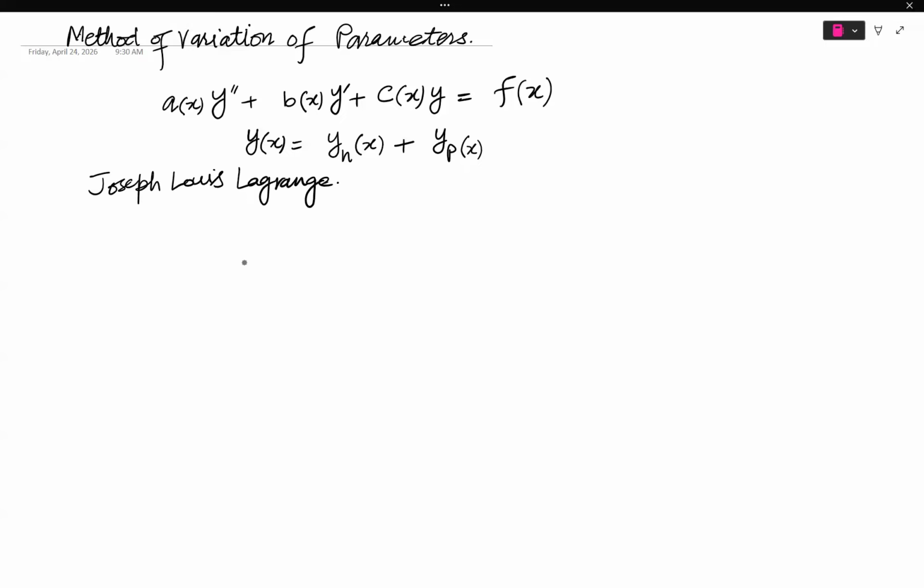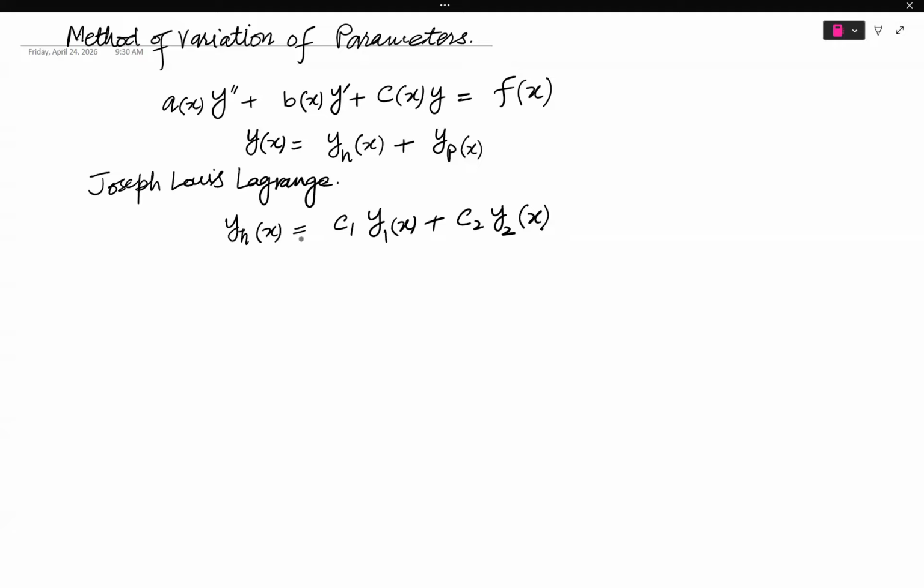So the method begins in that we must have a knowledge of the homogeneous part. So the homogeneous part is known. So y homogeneous is known. So we can write C1 y1 of x and C2 y2 of x.